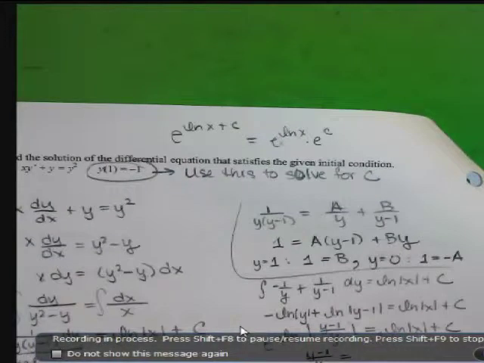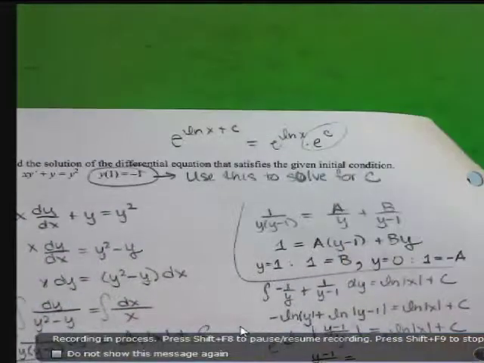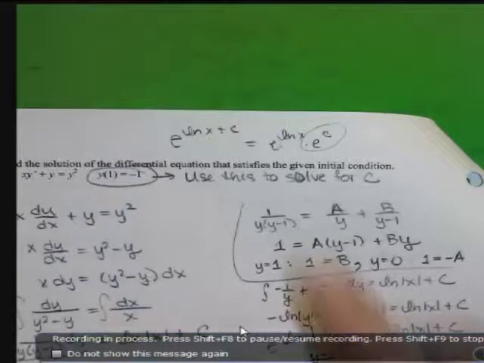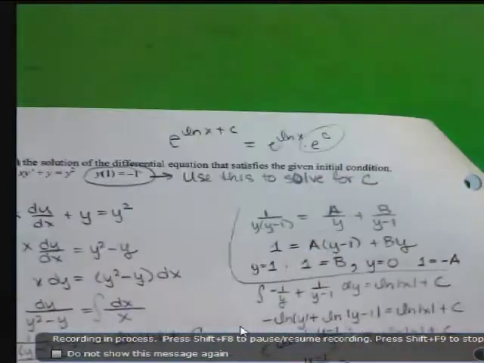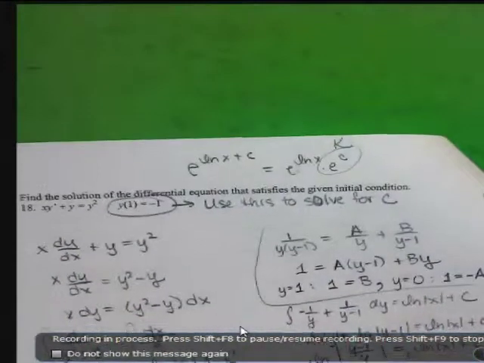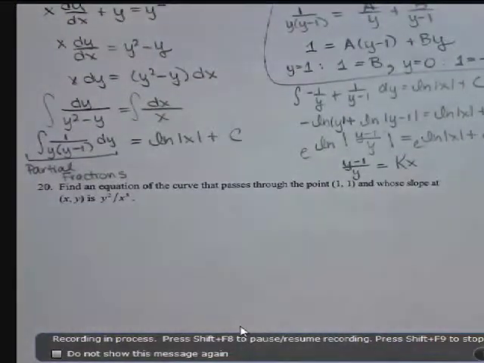And e to the natural log of x is just x. And e to the c, well, if c is a constant, e is a constant. So a constant raised to a constant, that's just some other constant. So the e to the c, we're just going to call that like a capital K. Everything there is a constant. And now let's just go ahead and plug in our initial condition, and then we'll solve for, well, it's a K now instead of a C.